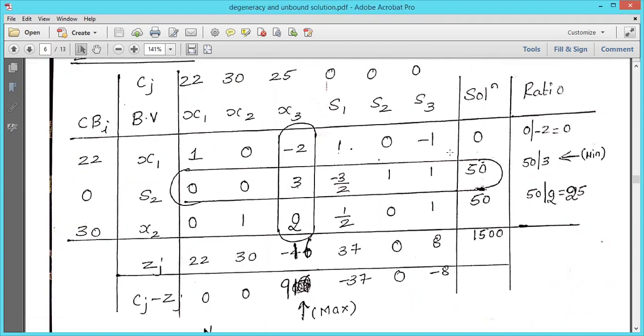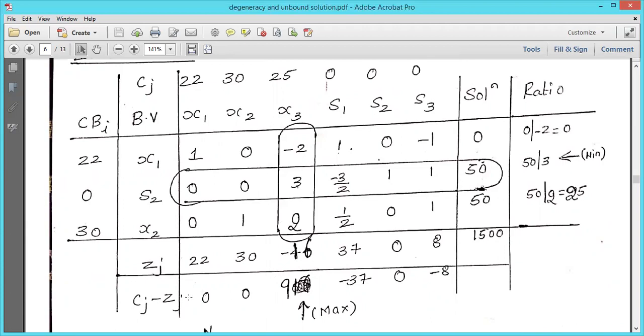See, even in the previous iteration the solution is 1500. Here also it is 1500. Why? Because of degeneracy. Whenever there is a degeneracy, the solution obtained in the next iteration may be the same as the previous iteration. It can be the same, or sometimes it may improve.